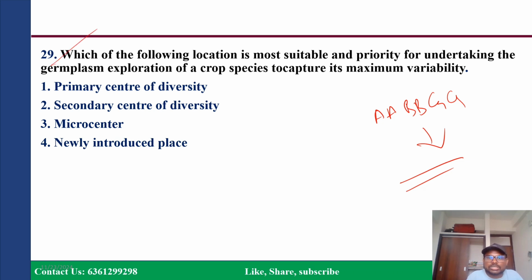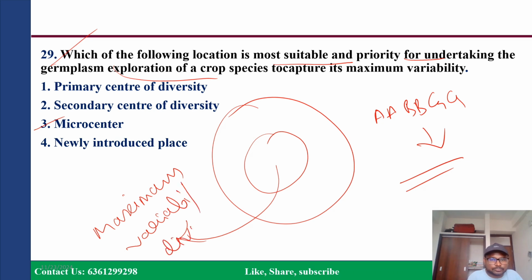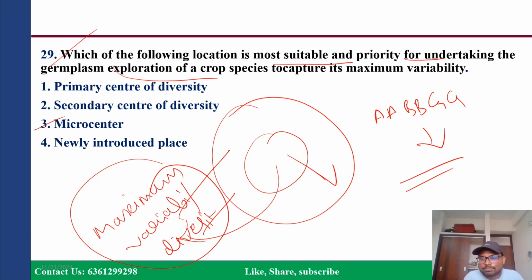Which of the following locations is the most suitable priority for undertaking germplasm collection? It's a microcenter. For example, you have a center of origin. You have a microcenter, which has maximum variability and diversity. If there is maximum variability and diversity, automatically the chances of selecting good ones or identifying a new species are very easy. That's why the microcenter is very important.